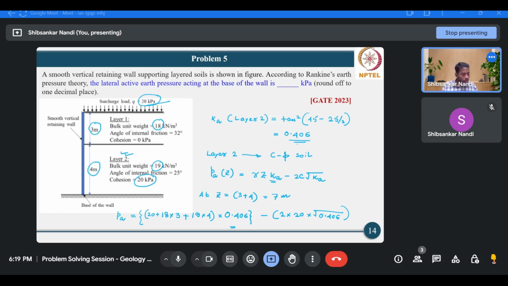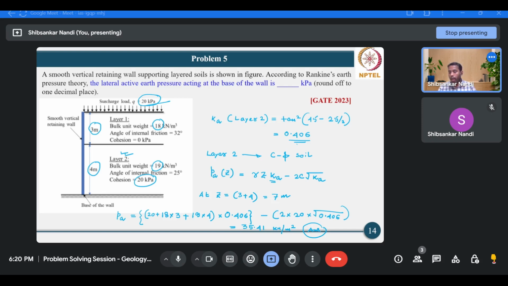Okay, so now we will see what will be the active pressure at the base of the wall. So it's 35.4. Okay, so this is the very straightforward approach by which we can save our time in the examination hall and we can answer the question.